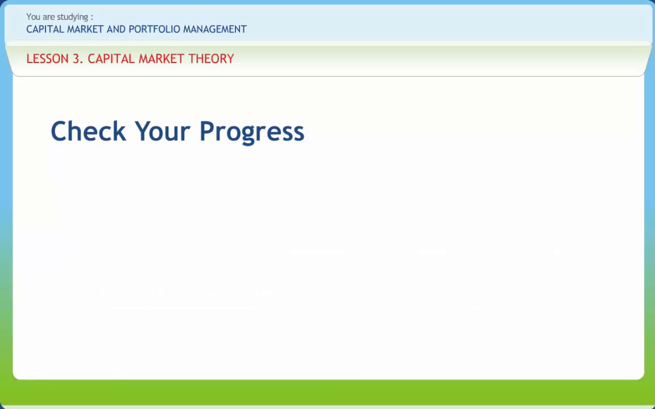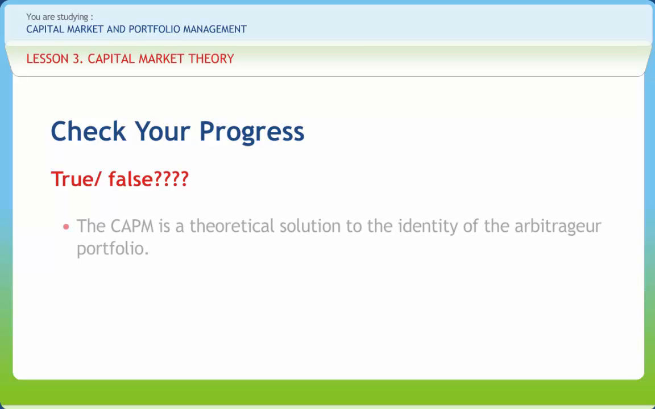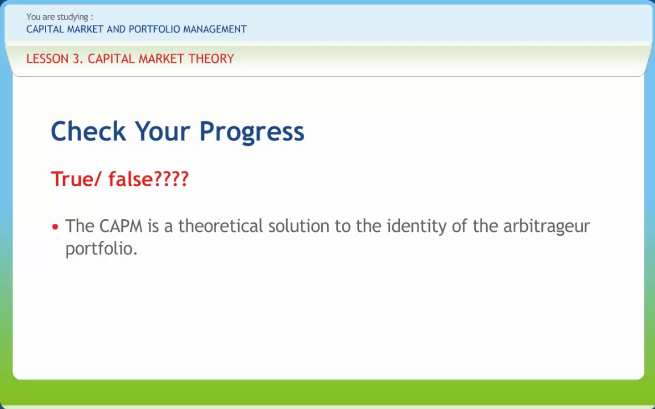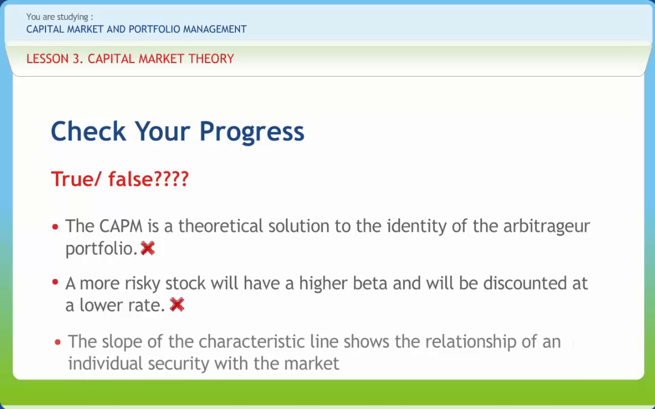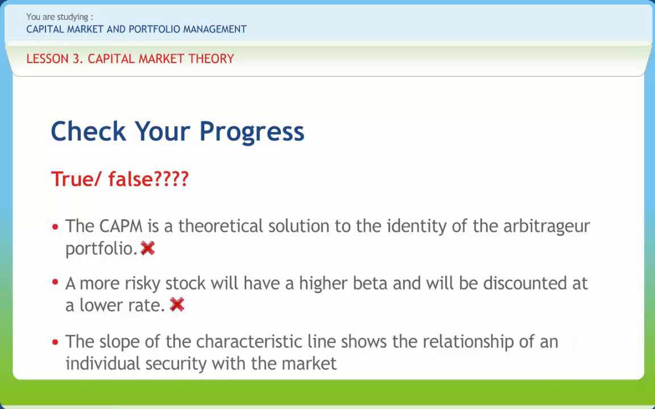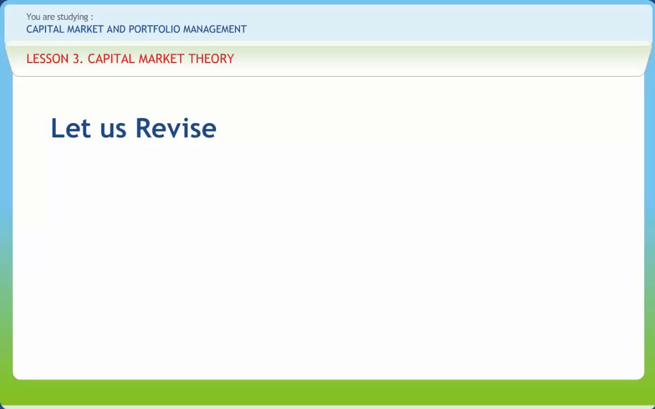Now let us check if we have understood the various concepts discussed in this lesson clearly. The CAPM is a theoretical solution to identity of the arbitrageur portfolio. Right or wrong? Wrong. A more risky stock will have a higher beta and will be discounted at a lower rate. Right or wrong? Wrong. The slope of the characteristic line shows the relationship of an individual security with the market. Right or wrong? Right. Before we end, let us briefly revise what we have studied so far.